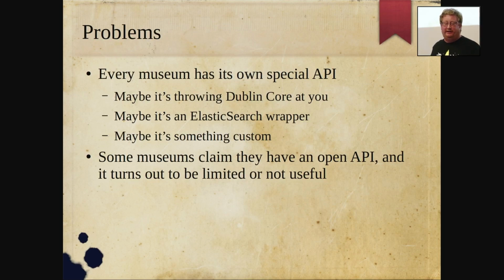As I said, every museum has its own special API. Sometimes it's Dublin Core, sometimes it's Elasticsearch wrapper, sometimes it's just plain JSON in some weird way. It's kind of fun, actually. Some museums claim they have an open API and don't. There's one in the UK, Science Museum Group, that only lets you page 100 pages back in JSON, because it seems to be like a JSON version of the website, and that only gets you like a fraction of their records, which is kind of annoying.